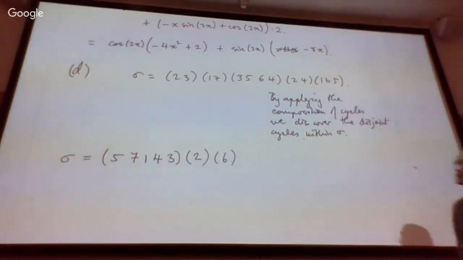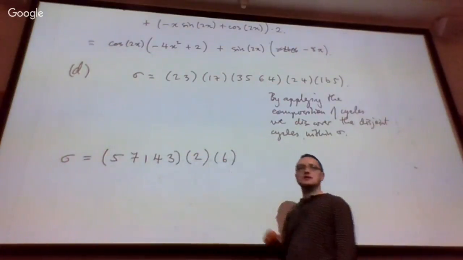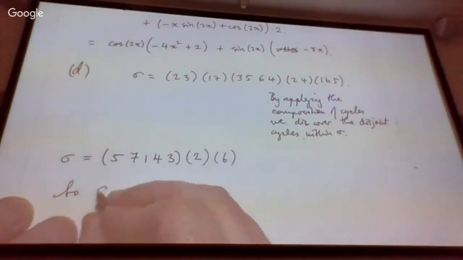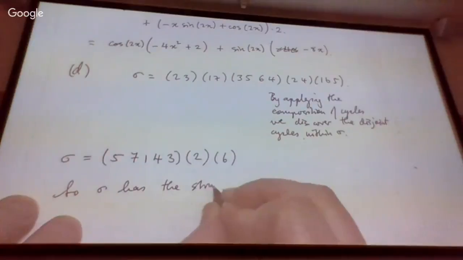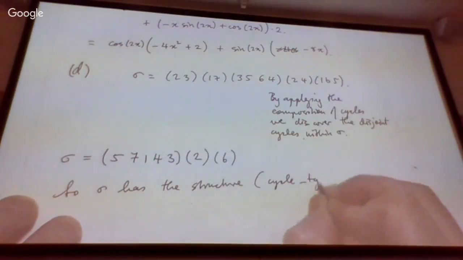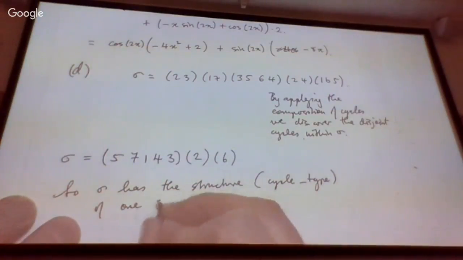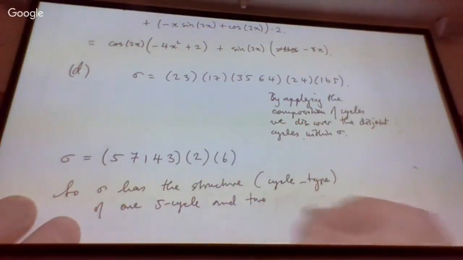So we get that the structure of sigma is a 5-cycle and two 1-cycles. Sigma has the structure, it's called the cycle type, a 5-cycle and two 1-cycles.